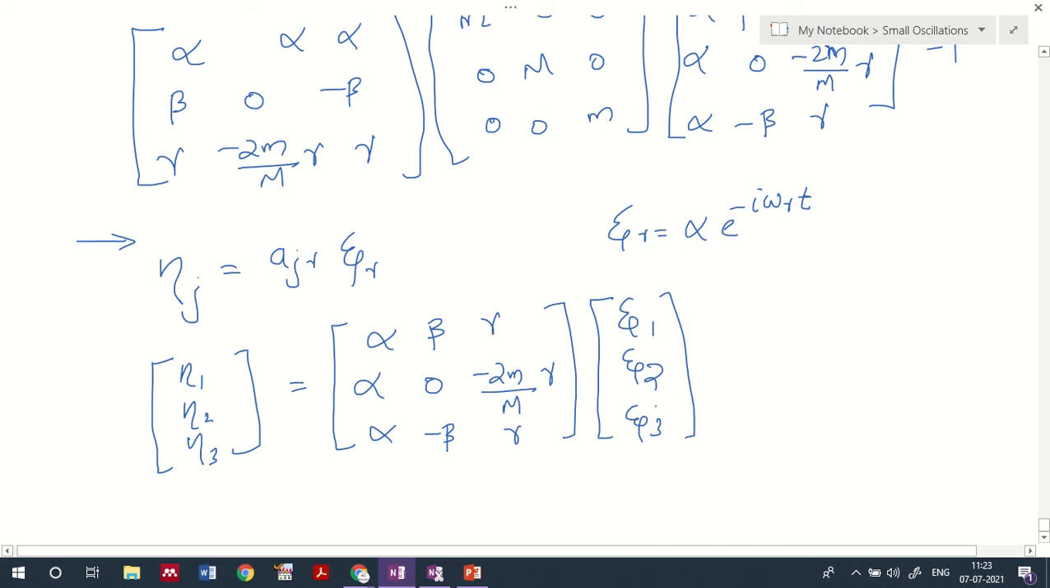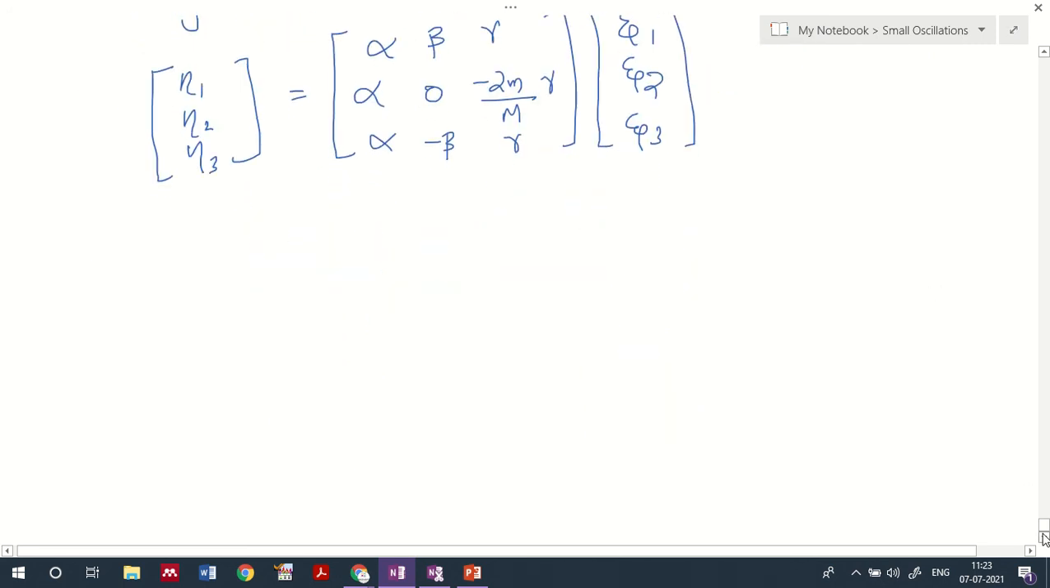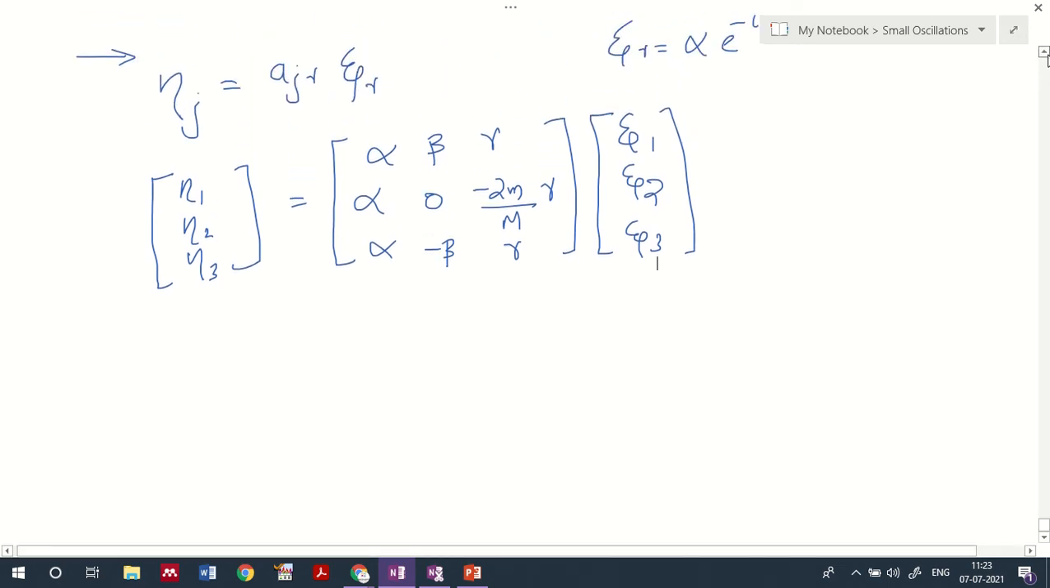Okay, now if you expand this equation with respect to eta 1, let me write it as eta 1 equal to alpha epsilon 1 plus beta epsilon 2 plus gamma epsilon 3. So this is the equation. Let me keep it as equation number A.